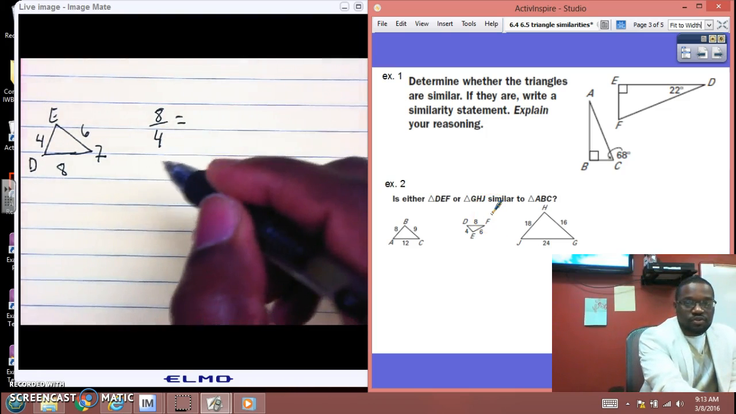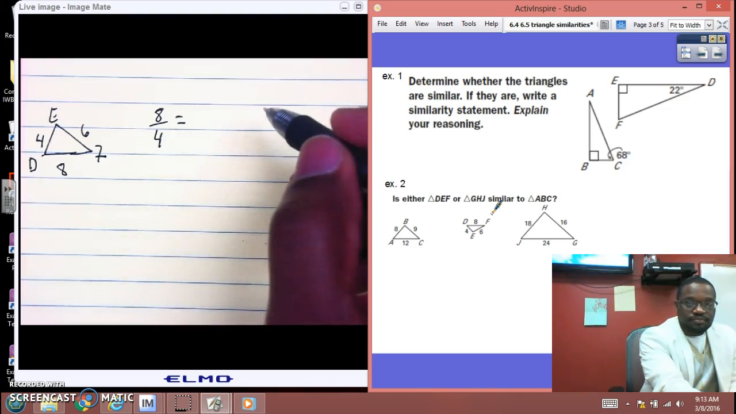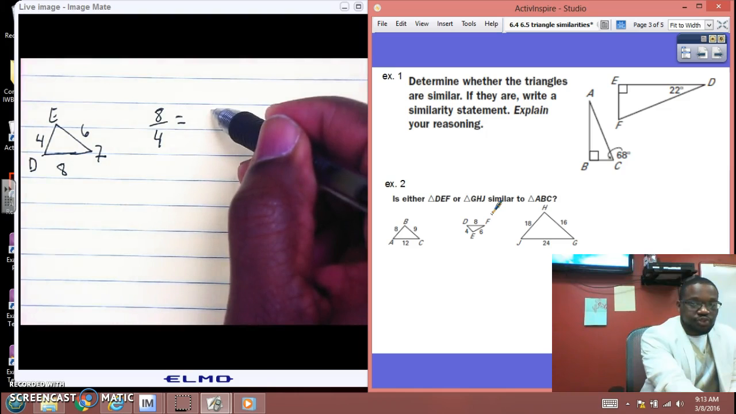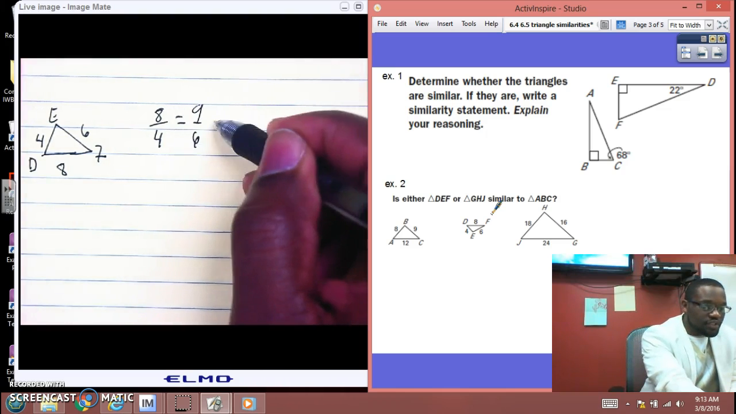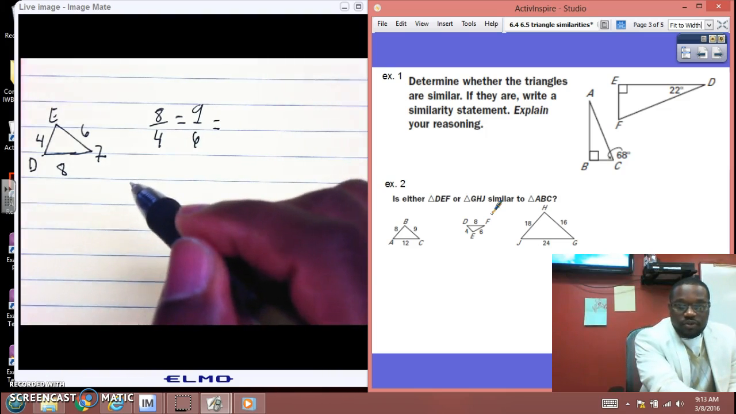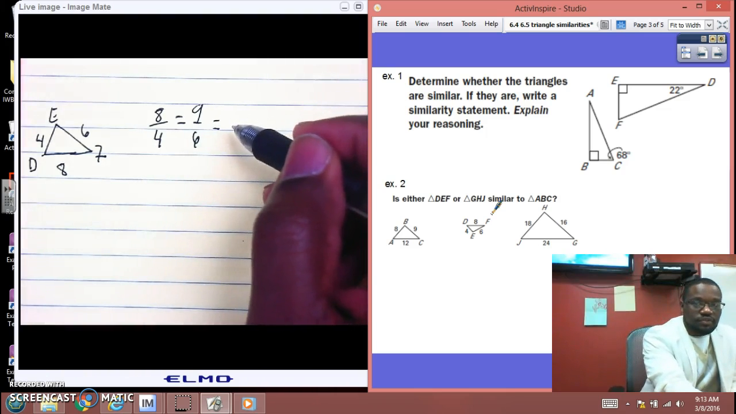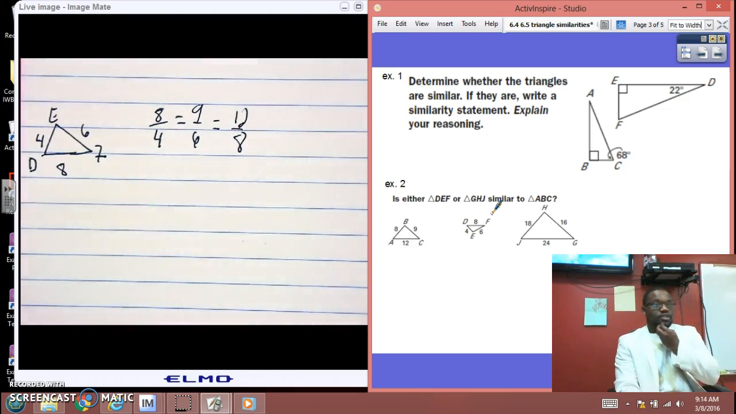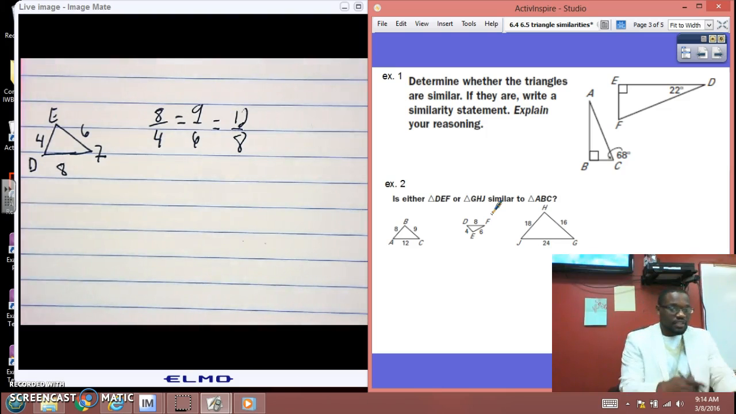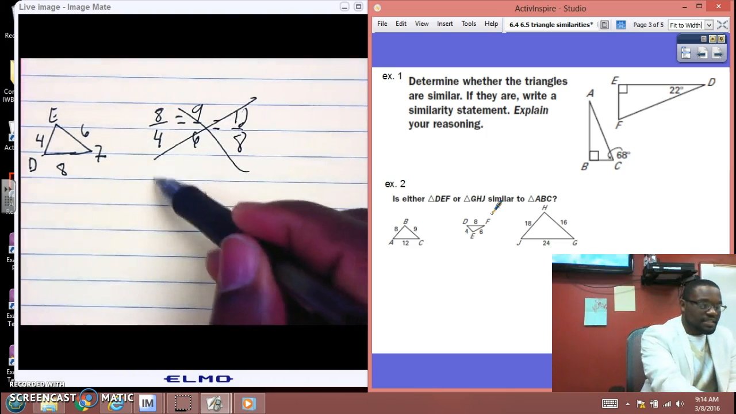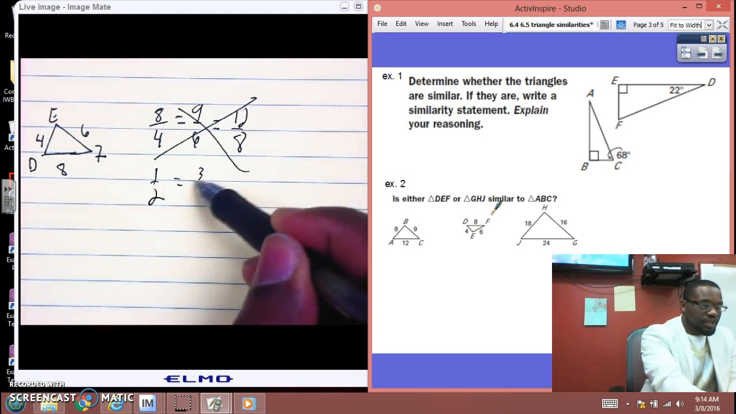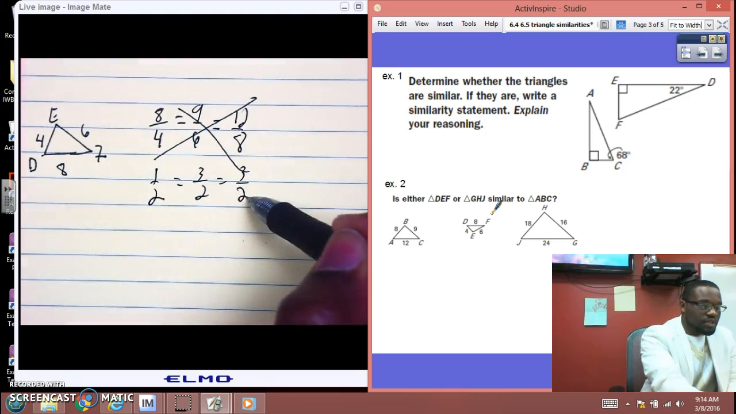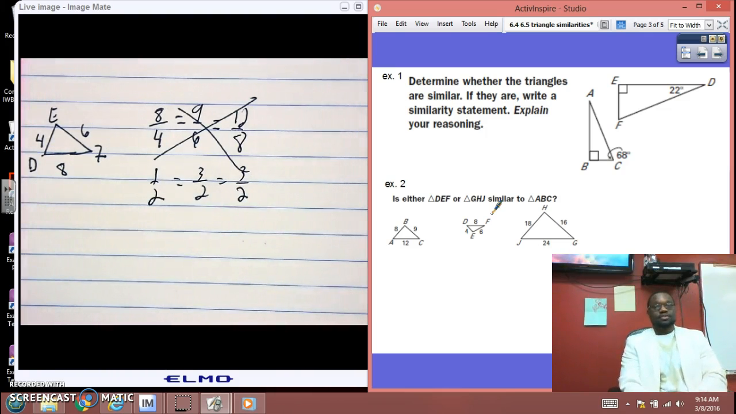Does that equal 9 over 6? Does that equal also 8 over 12, or should I say 12 over 8? When you look at each one of those, you can tell that this is not proportional, because this equals 1/2, this equals 3 over 2, and this equals 3 over 2. So those are not proportional. It's not going to work.